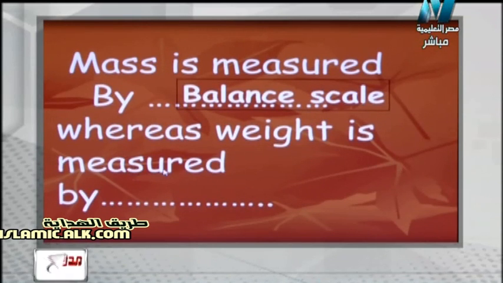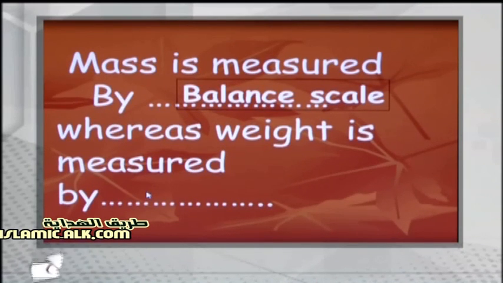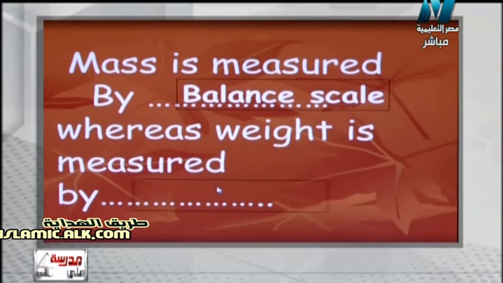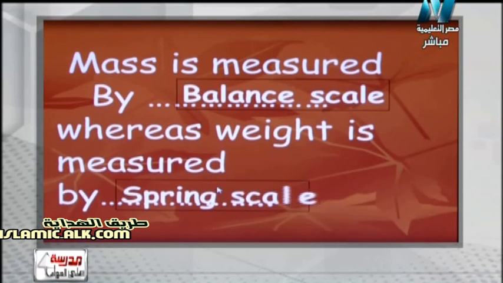So mass is measured by balance scale or sensitive to arm scale, اي جهاز درسناه, اي ميزان, whereas weight is measured by only spring scale. الويت بيتقاس عن طريق ميزان اسمه spring scale, وعرفنا شكله كويس قوي واكيد شفناه في اللاب اثناء الدراسه. So again mass is measured by balance scale whereas weight is measured by spring scale.